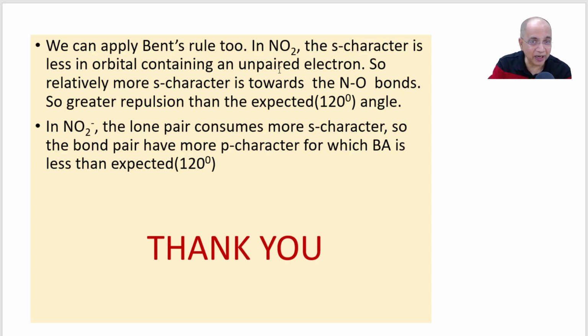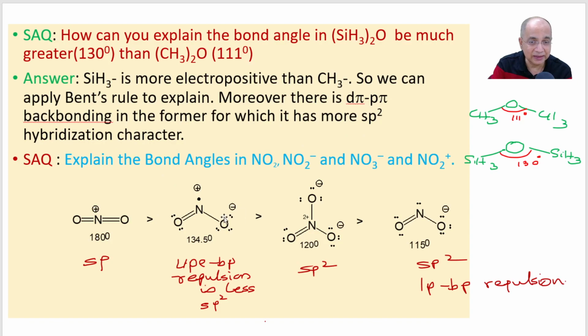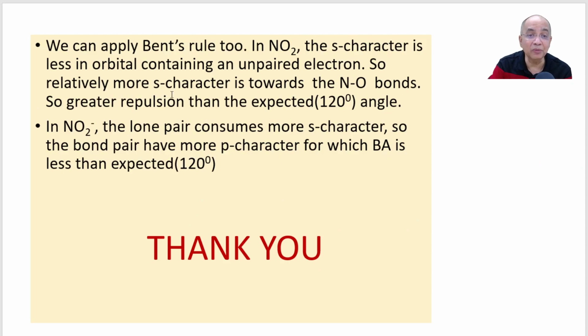So we can apply Bent's rule in nitrogen dioxide. The S character is less in the orbital containing one unpaired electron. We can say yes, we can apply Bent's rule, because if there are two electrons in a non-bonding hybrid orbital, then it will consume more S character. So one unpaired electron will consume less S character. So more S character will be distributed among these bonds. So the repulsion factor will make it greater than 120, right? So relatively more S character towards the NO side, so greater repulsion than expected.